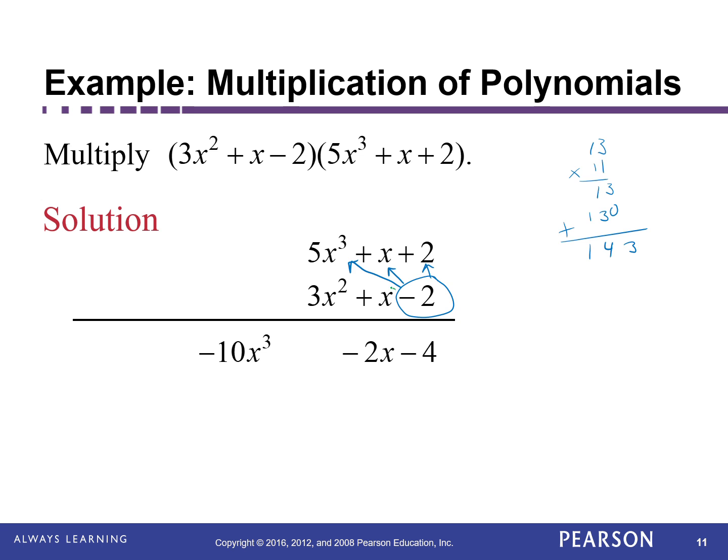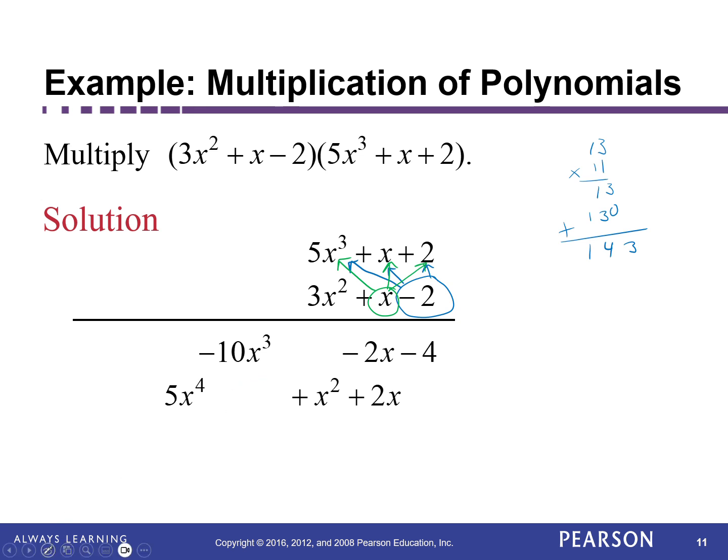The next thing I'm going to do is I'm going to multiply by x. Okay, so I'm going to do x times 2, which is 2x. I'm going to do x times x, which is x squared. I'm going to do 5x to the third times x, which is 5x to the fourth.